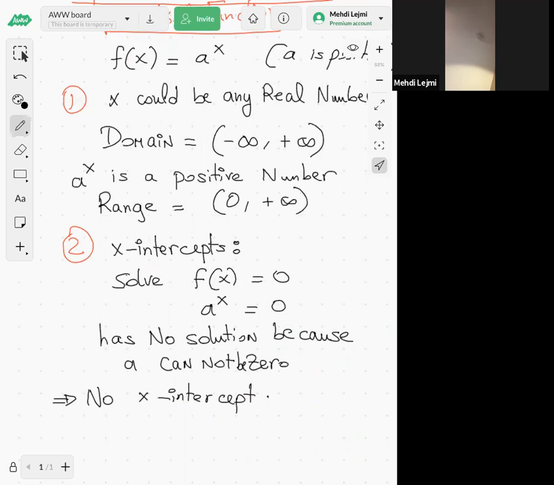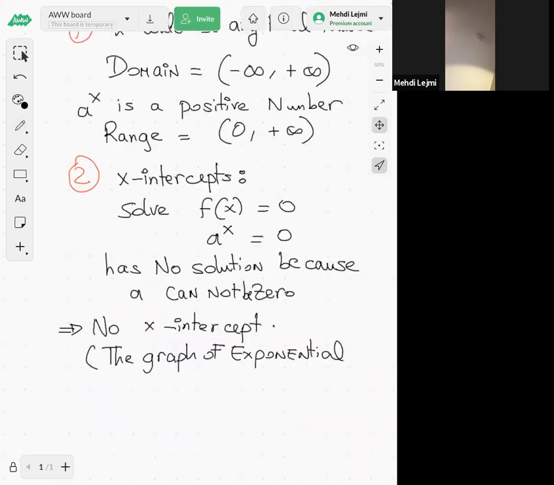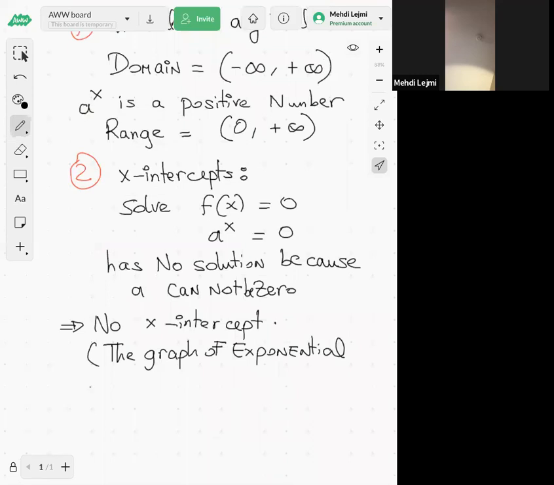So whenever I want to graph an exponential function, there's no x-intercept, which means that your graph doesn't intersect the x-axis. So the graphs of exponential functions do not intersect the x-axis. All right. Now, so there is no x-intercept to this exponential function. Okay. Now, what about the y-intercept?